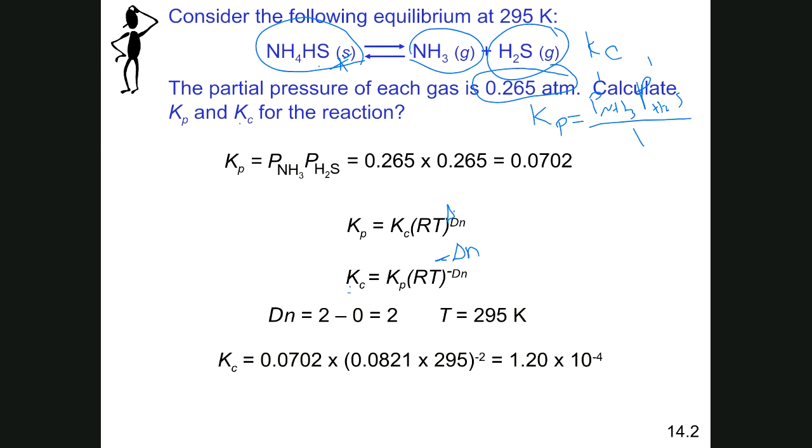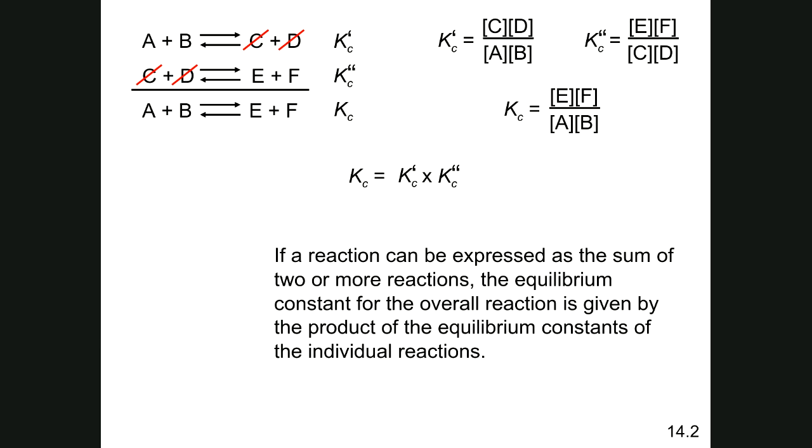The delta n is the number of moles of gas on the product side minus the number of moles of gas on the reactant side. 2 minus 0 is 2. In this case, the temperature is given as 295 K, and if it's in degrees Celsius, make sure to change it to Kelvin. Then you can calculate the value for Kc. First you get the Kp based on the values given. This might throw you off if you don't pay attention, but it's very simple once you have the answers.